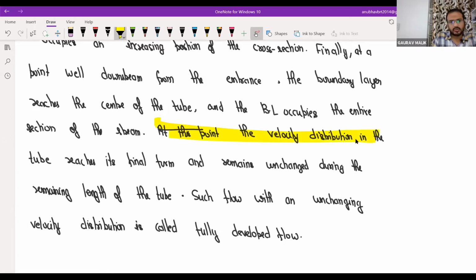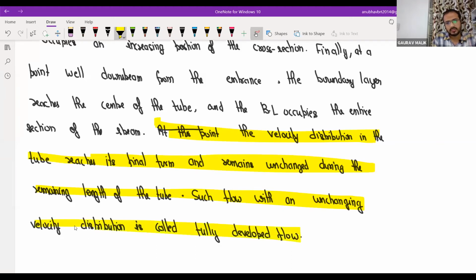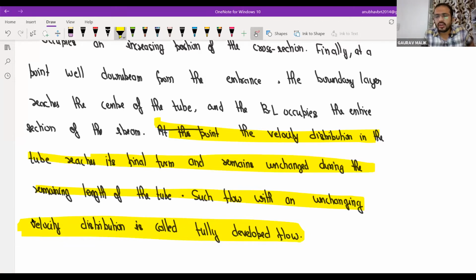The velocity distribution in the tube reaches its final form and remains unchanged during the remaining length of the tube. And such flow with an unchanging velocity distribution is called the fully developed flow. I hope it is clear to each and every student. Otherwise, you will mess up all these things. Is it clear? Fully developed flow in this one.